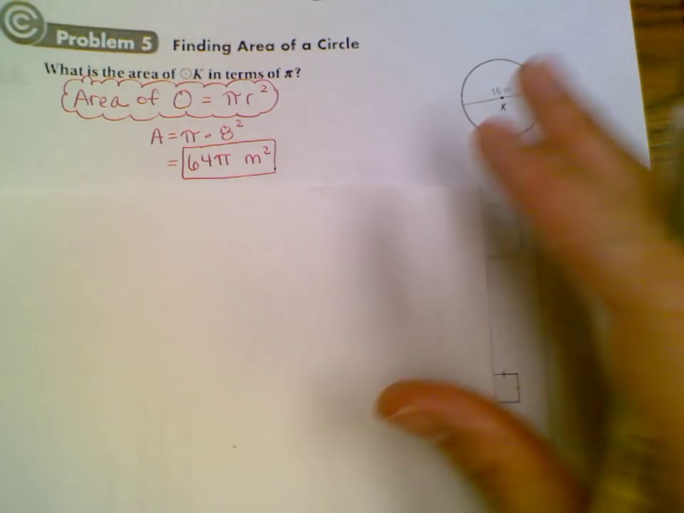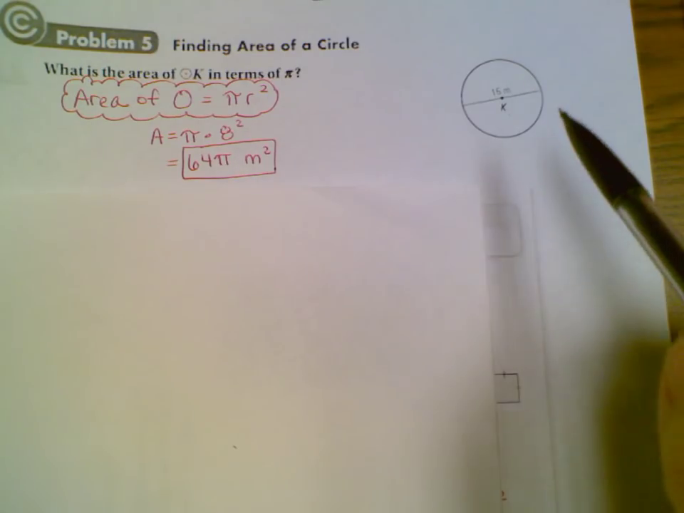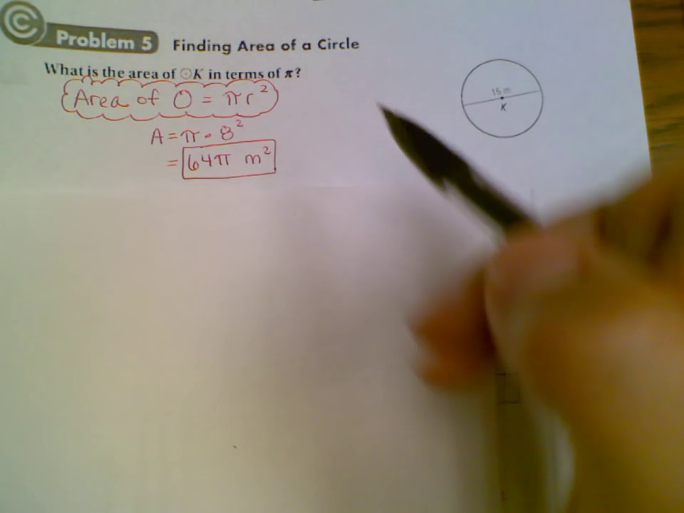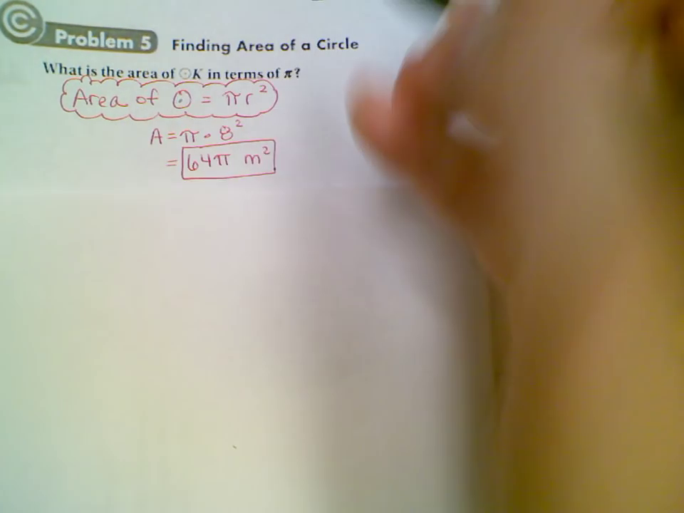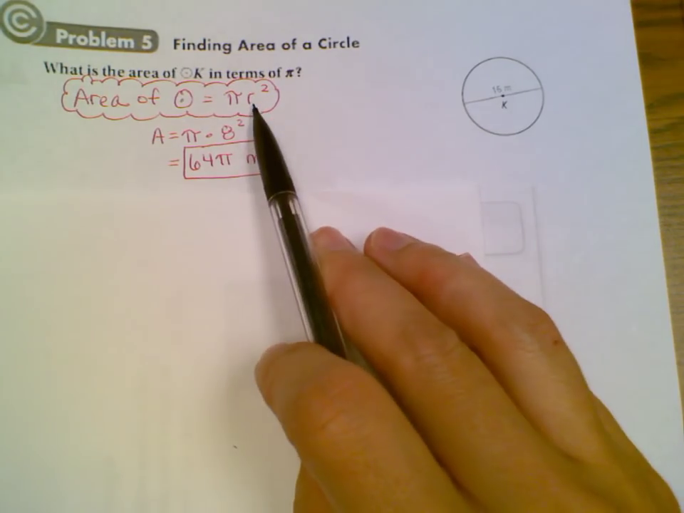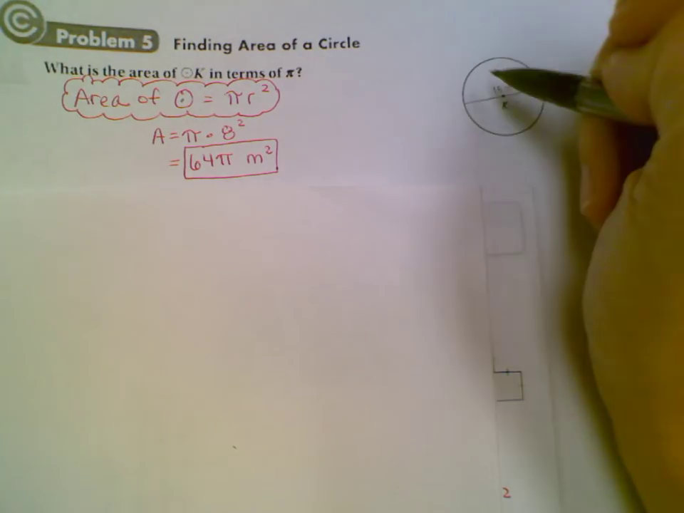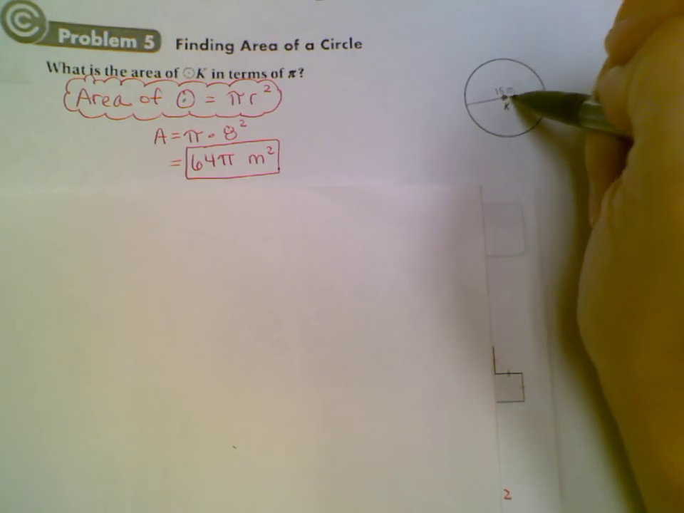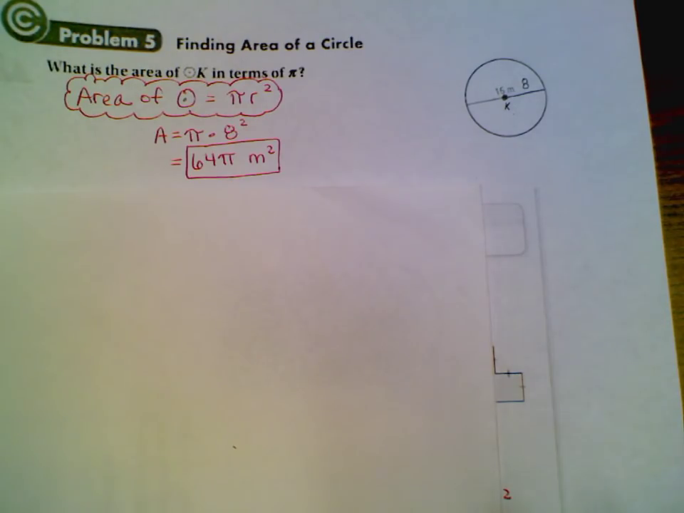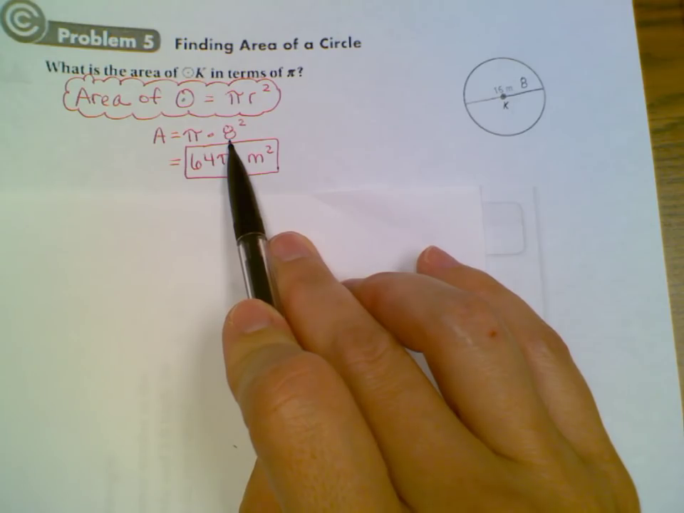Area of a circle, just making sure you know how to utilize that area formula. So this asks what's the area of K in terms of pi. The area of a circle is pi times radius squared, and so we need the radius always to find this. So notice that they gave me the diameter. If you remember, the radius is half of the diameter, so I would find the radius as being 8 in this case, and so 8 would be the number I would want to plug in for the R spot.